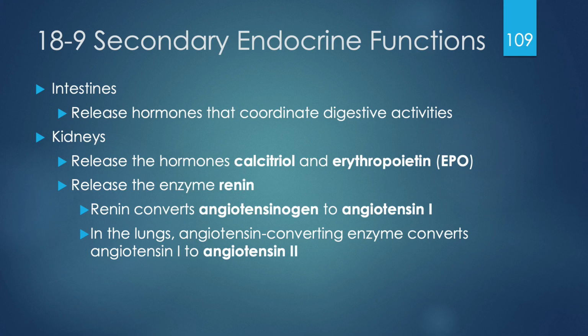The kidneys will also release the enzyme renin. And when the kidneys release renin, this has an important role in our blood pressure. And you're going to discuss this when you do the renal system in 206. But renin will convert angiotensinogen into angiotensin 1. And then as that processes through the bloodstream, the lungs will be able to convert this via angiotensin converting enzyme, angiotensin 1 into angiotensin 2.